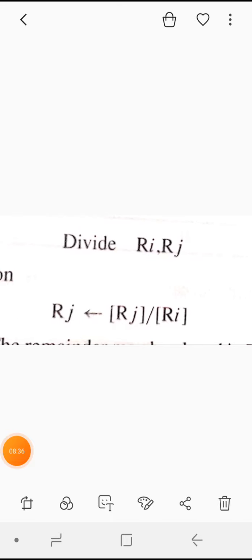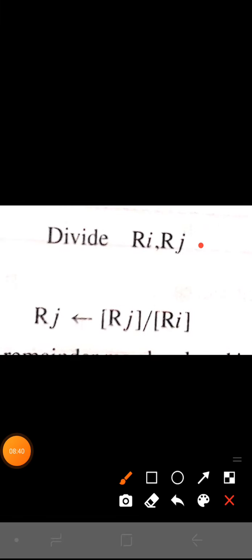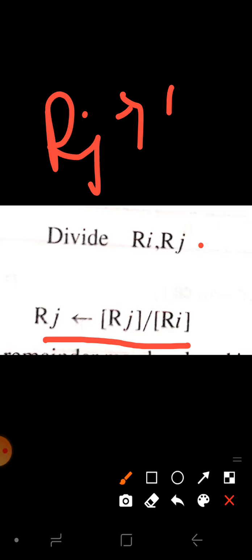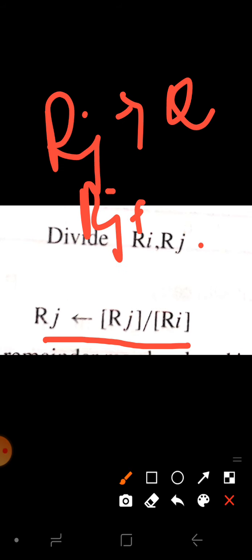Next we have the divide instruction. That is the syntax we have, divide Ri comma Rj, and Rj will be holding the dividend, which is Rj by Ri. Rj will be holding the quotient, and Rj plus 1 will be holding the remainder. So these are the different instruction sets which are followed by your computer system.